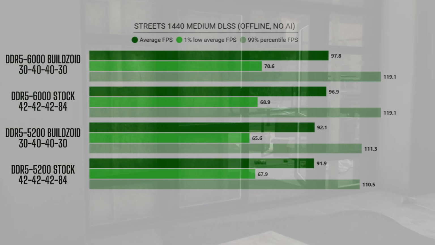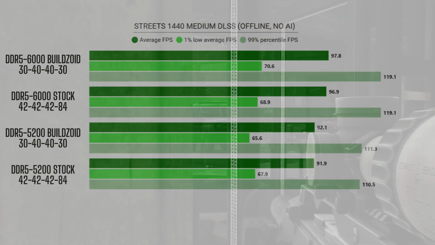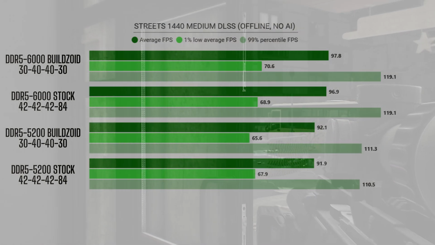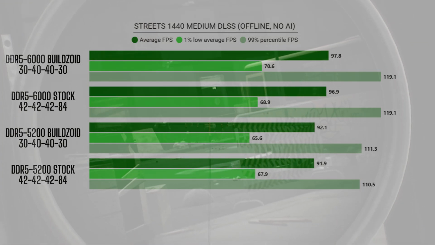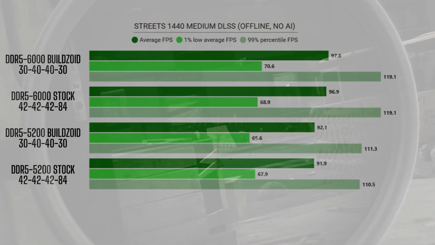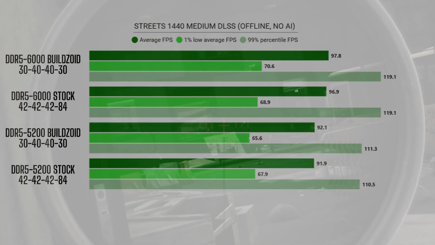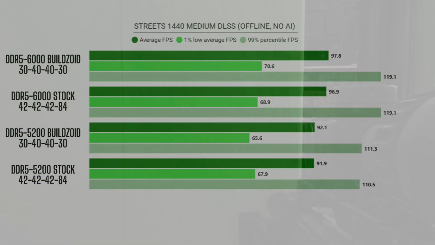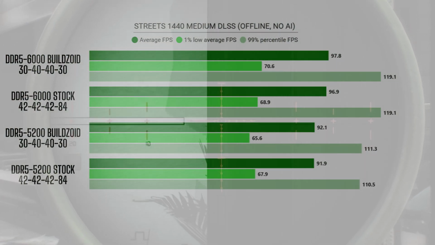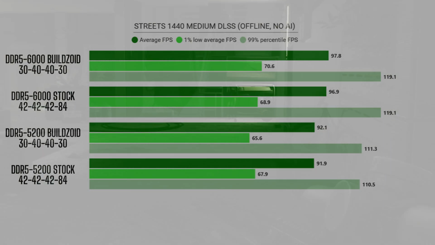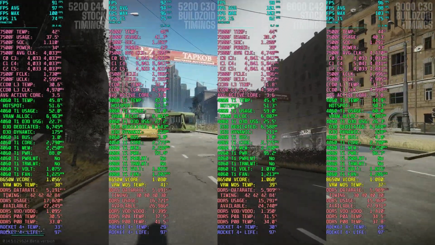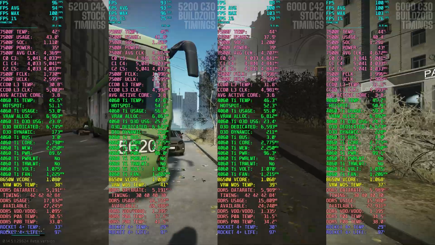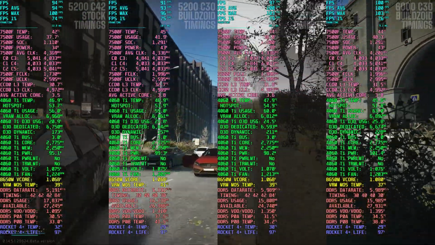Moving on to the Streets offline run, the 6000 stock timing and the 5200 BuildZoid timings did a switcheroo, and the two 6000s are on top, the two 5200s are below. The 5200 stock again was the lowest performer, but interestingly it did have a higher 1% low average than the BuildZoid timings. There was less than a 10% difference in average FPS, 1% low average FPS, and even the 99th percentile FPS between the best performing configuration and the worst performing.